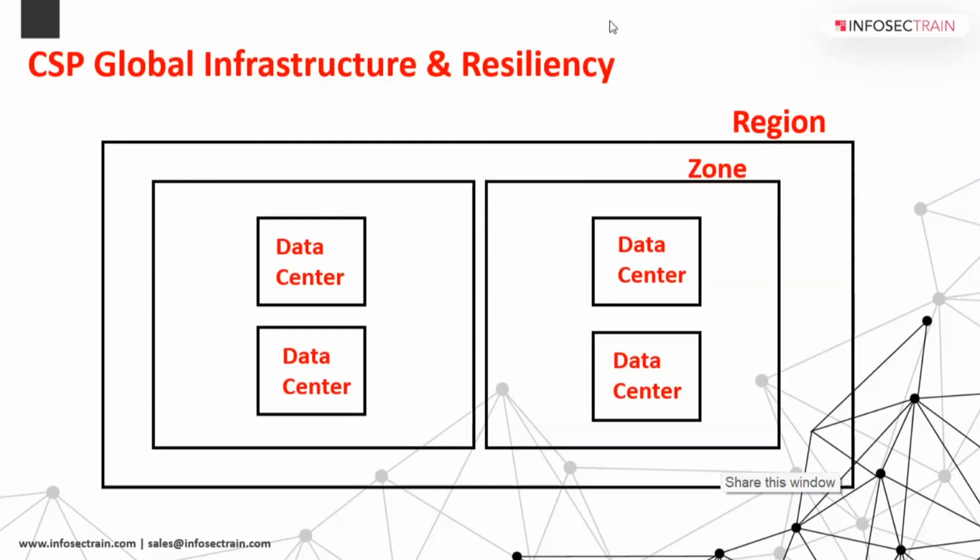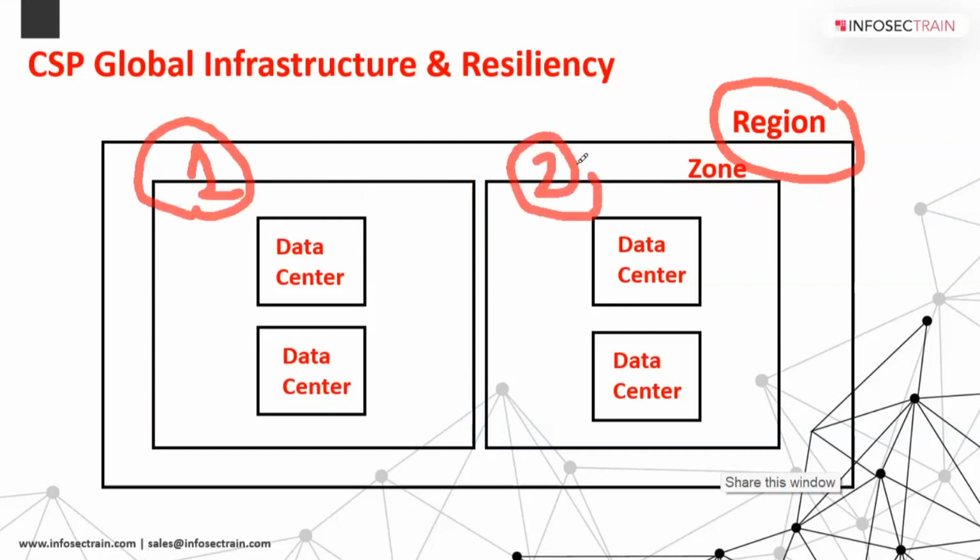So let me just remove this diagram. Right now we are in the Mumbai region. You have selected Mumbai. You have two zones: this is zone first, and this is zone second. These are physically separated from one another. Remember this, it's a very, very important thing.